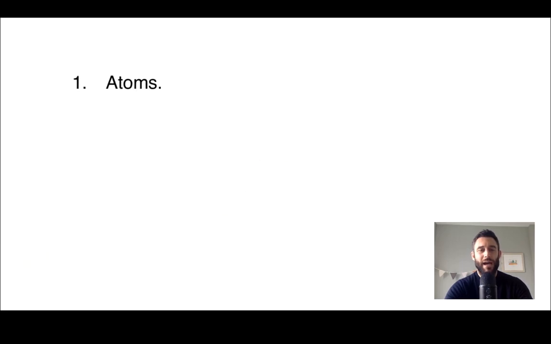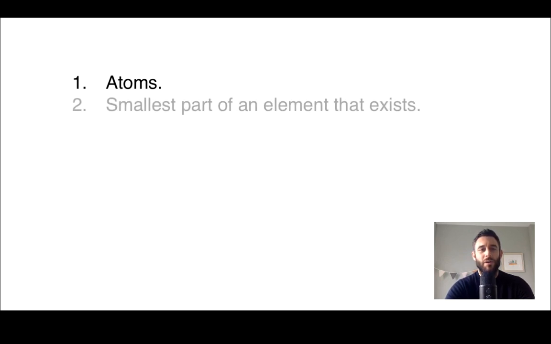Question 1. Atoms. Everything's made up of atoms. Question 2. The GCSE definition of an atom is the smallest part of an element that exists. Sometimes it's also worded as the smallest particle of an element that exists. Question 3. There are roughly 100 elements.